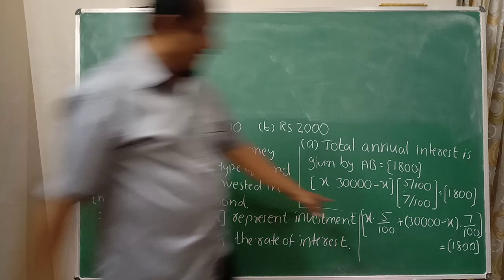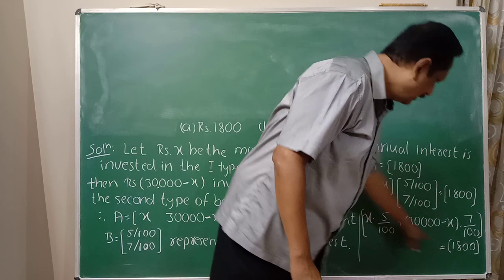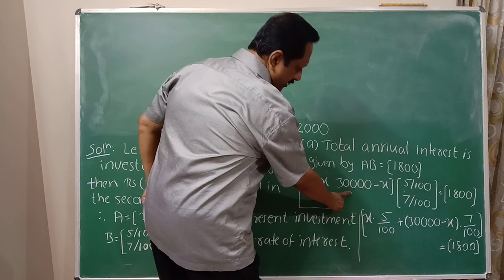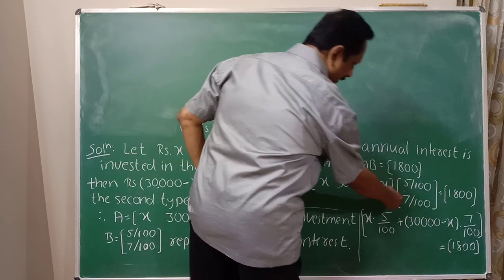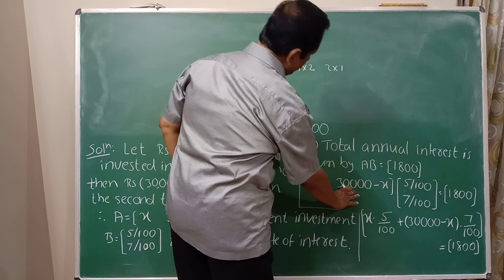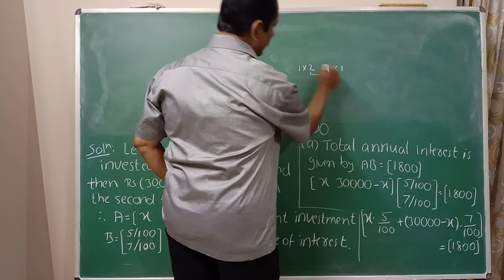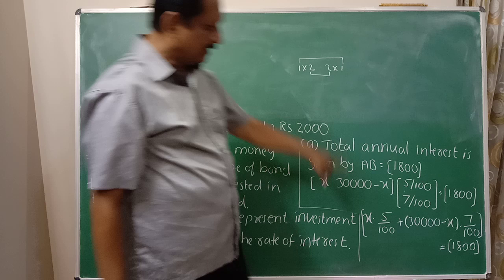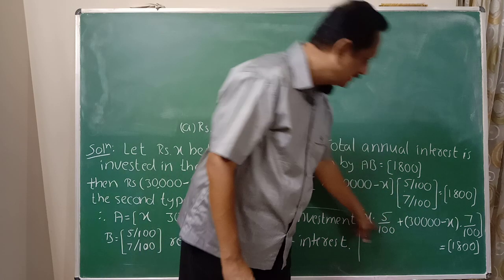This is one matrix and this is another matrix. A is a matrix of order 1 into 2 and B is a matrix of order 2 into 1. These two inner orders are the same, so after multiplication you will get a matrix of order 1 into 1. So it is only a 1 into 1 matrix, and therefore this is equal to that one.